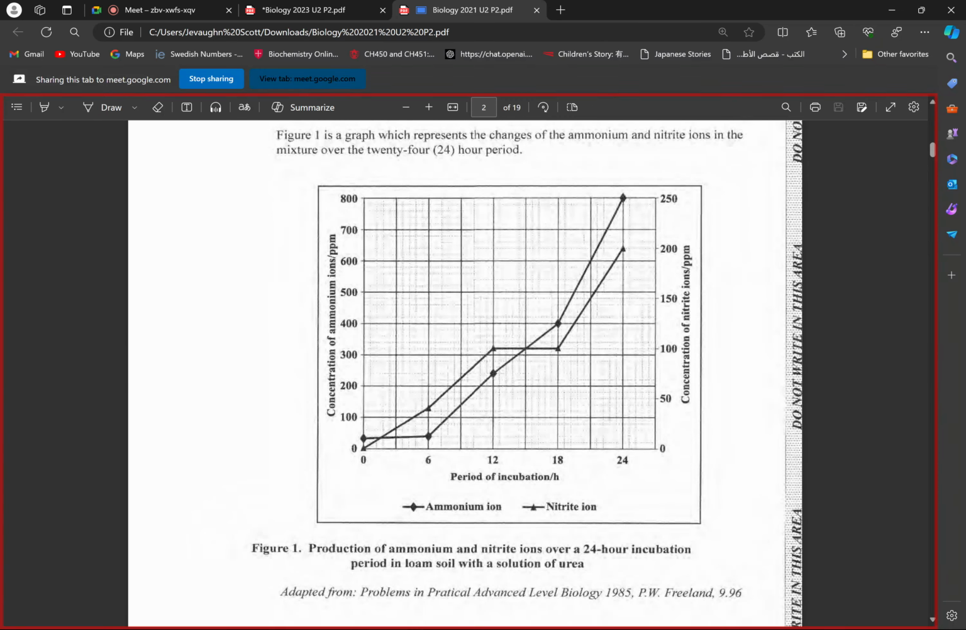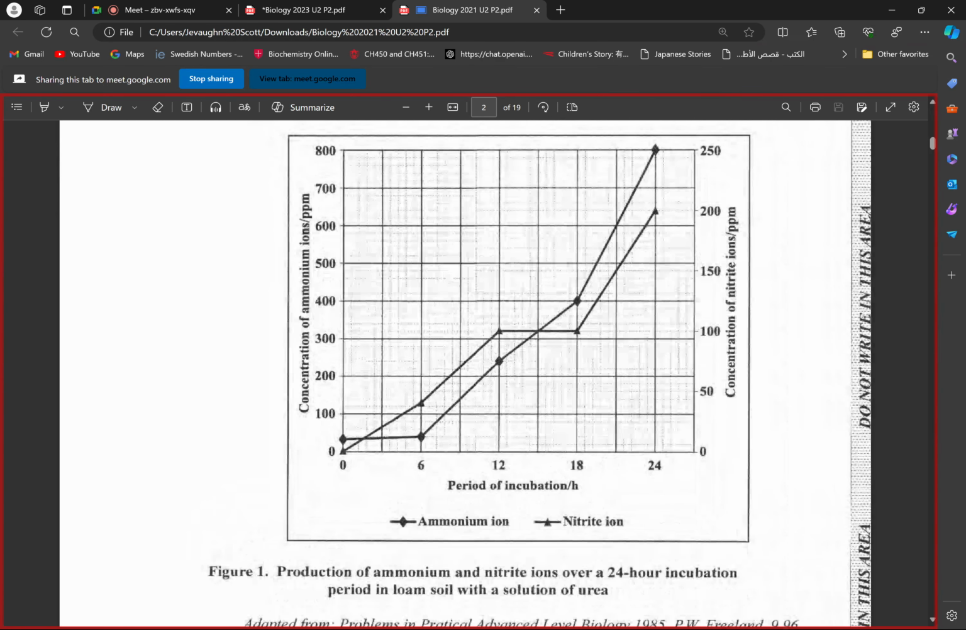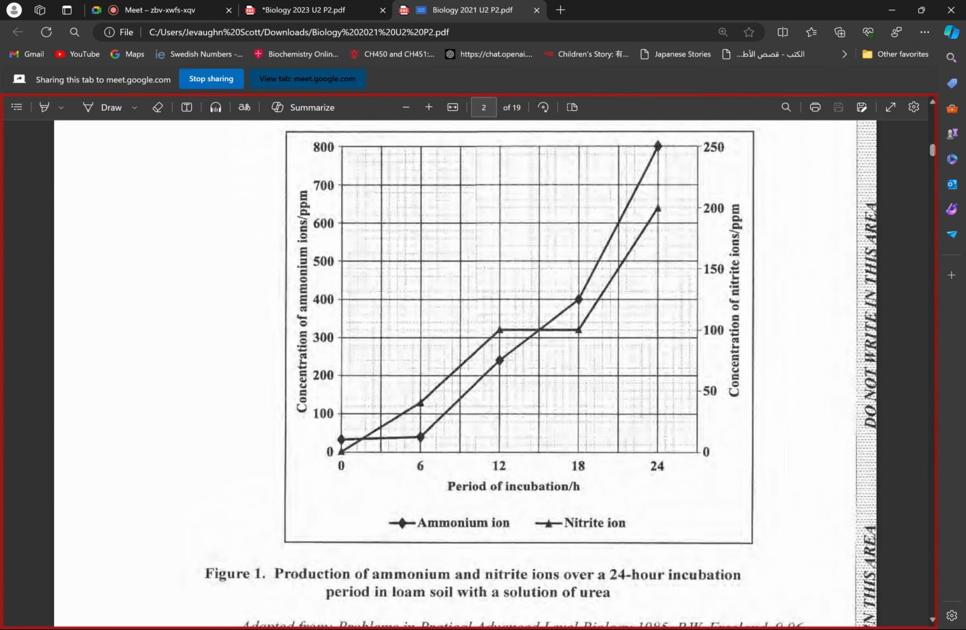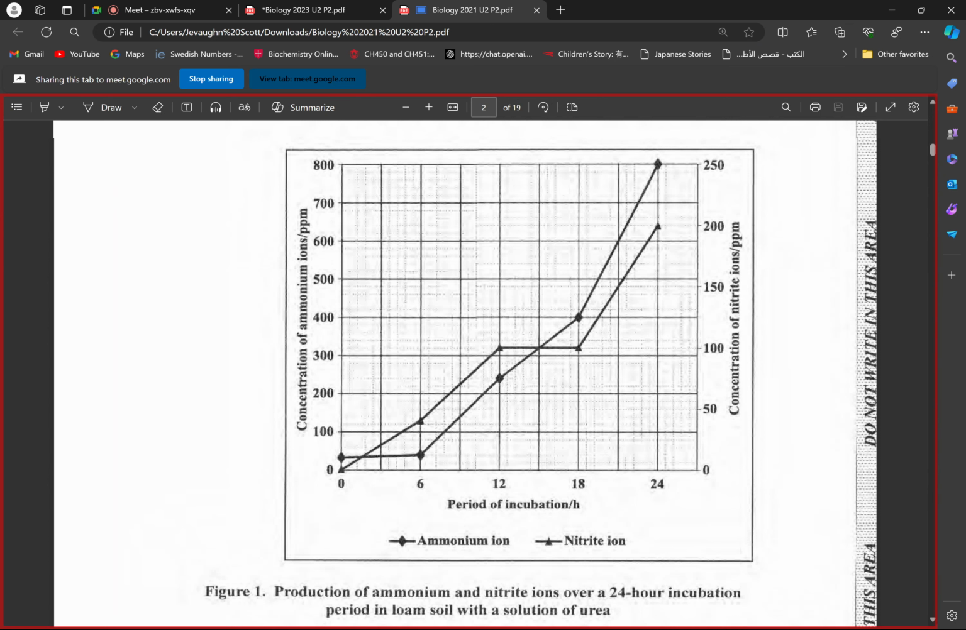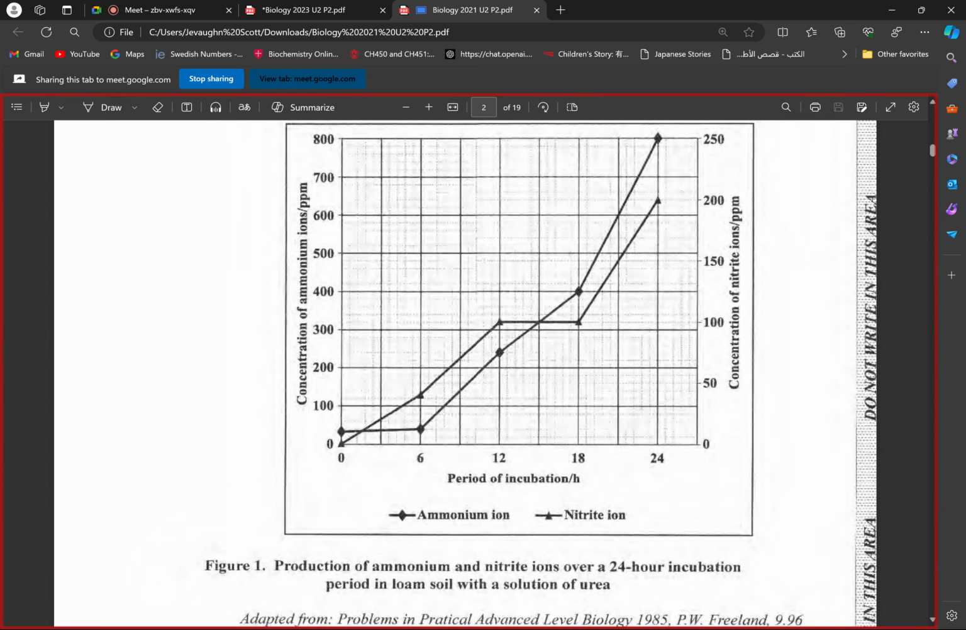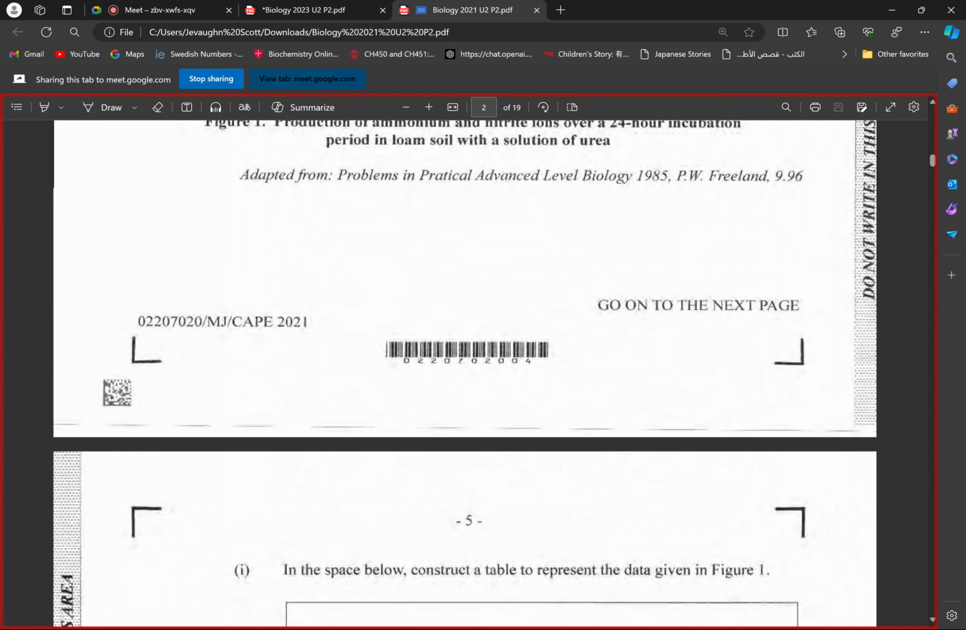We have the ammonium concentration, which are the rhombuses, and we have the triangles, which are the nitrite concentration. All right. Everybody understands the graph, right? The graph is easy to interpret, yes. All right. So looking at that, let's see what the question asks now.